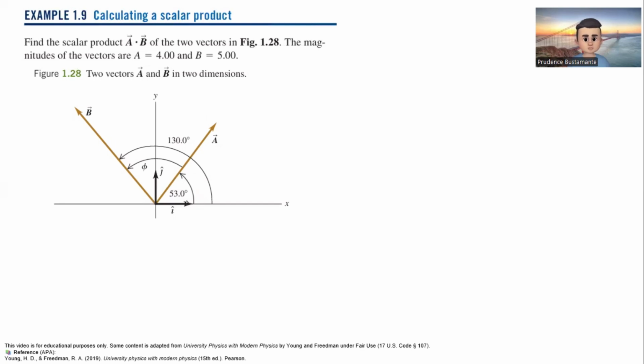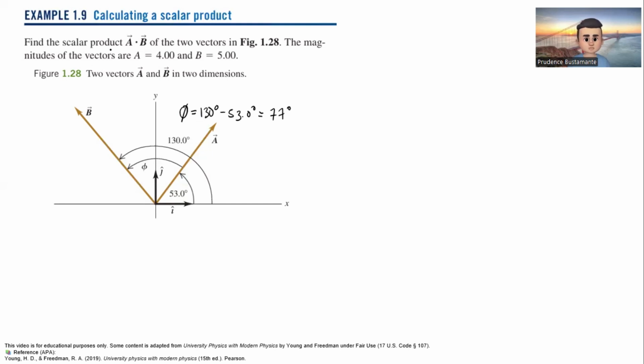A here is 50 degrees from the positive x-axis, and B is 130 degrees from the positive x-axis. If you want to find the angle between two vectors, or phi, it follows that phi is equal to 130 degrees minus 53.0 degrees. So this is equal to 77. The angle between A and B is just 77 degrees.